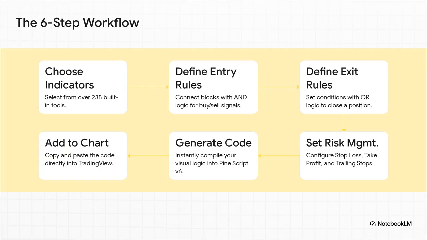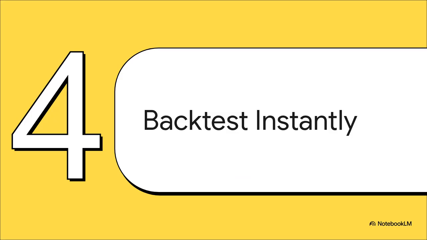And the process itself, it's just so straightforward. You're basically following these 6 steps. You pick your indicators, you connect the blocks to spell out your entry and exit rules, you set your risk management visually, and then bam, you click one button and it just generates all the code for you. The source material says a simple strategy, like the one we just talked about, can be built and running on your chart in less than 10 minutes. That's crazy fast.